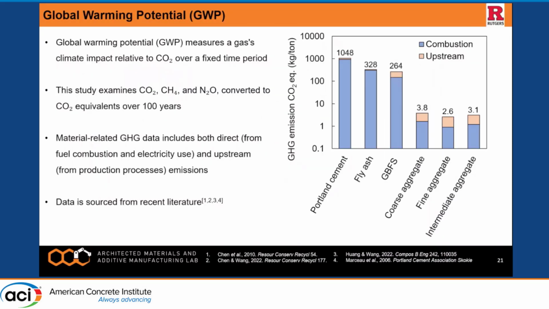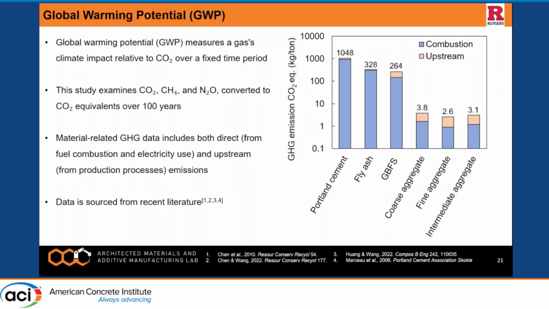Finally, what about their global warming impact? So that was calculated. What is global warming potential? It's a measure of a gas's climate impact relative to carbon dioxide over a fixed time period. This study examines carbon dioxide, methane, and N2O converted to CO2 equivalents over 100 years.